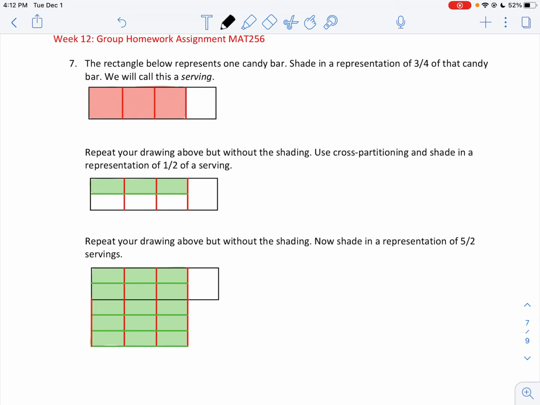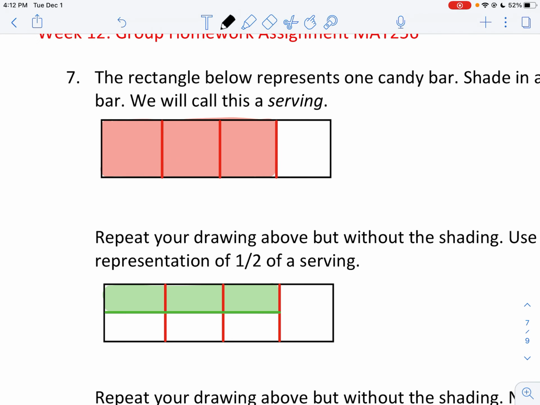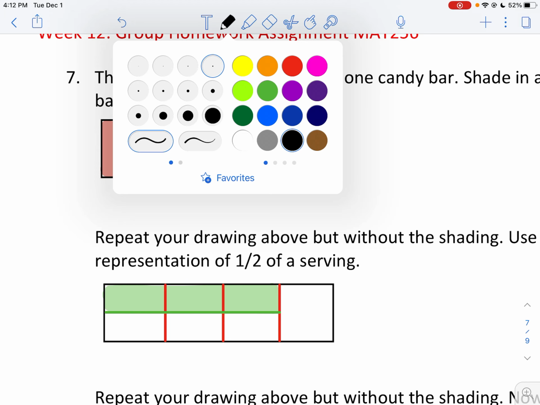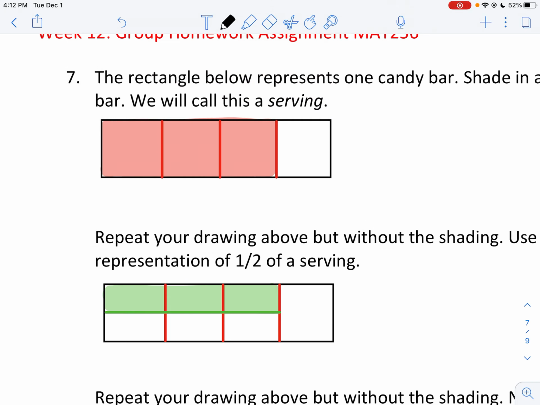Seven. The rectangle below represents 1 candy bar, shaded in a representation of 3/4 of that candy bar. We call this a serving. In this picture, some people changed the size of the bar and went with different size bars, but I wanted everyone to be consistent, so I drew this rectangle for you and said that's 1 candy bar. We have to work with that and be consistent from drawing to drawing.